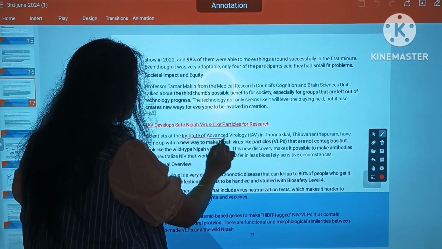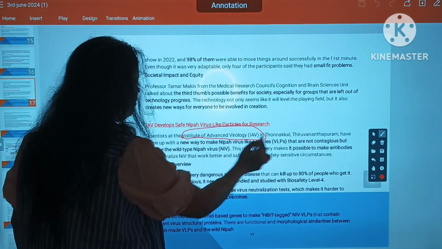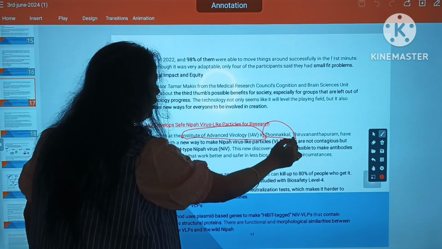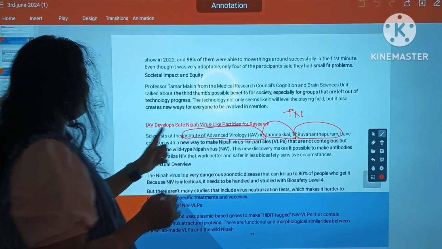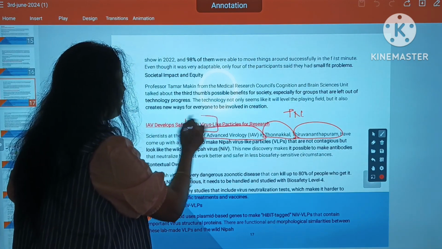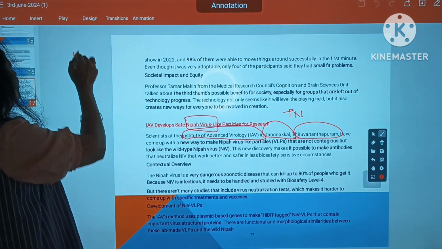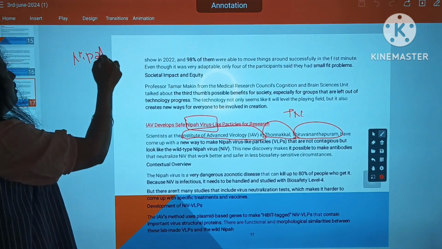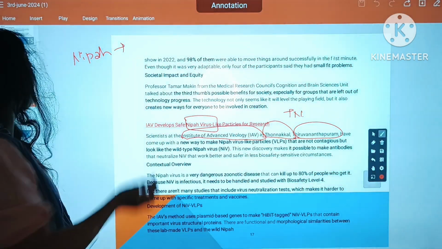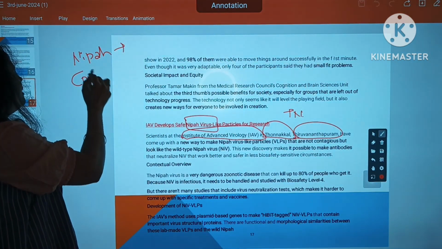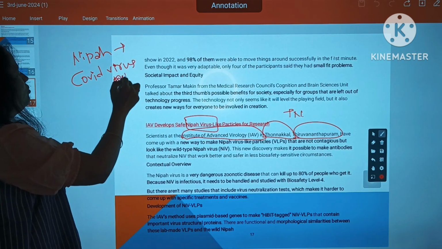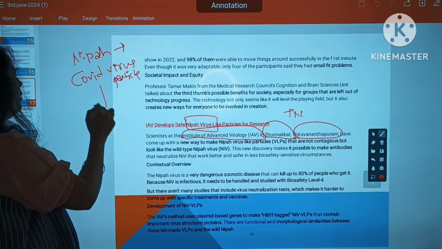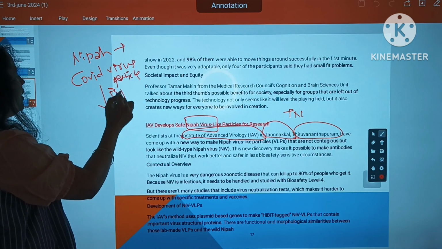Indian Institute of Advanced Virology, Thonakkal, Thiruvananthapuram, means Institute of Virology, has developed a Nipah virus-like particle. So what happened? Why create this virus? Suppose you know what a COVID virus particle is. What will you do? You will do experiments on it to create the vaccine.